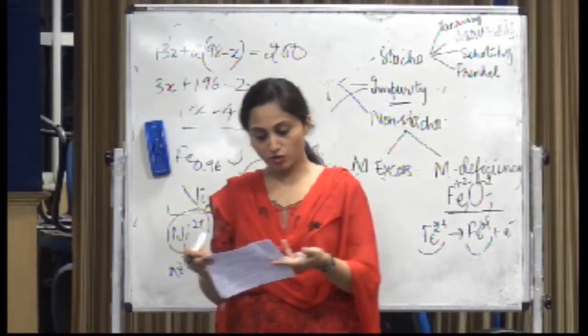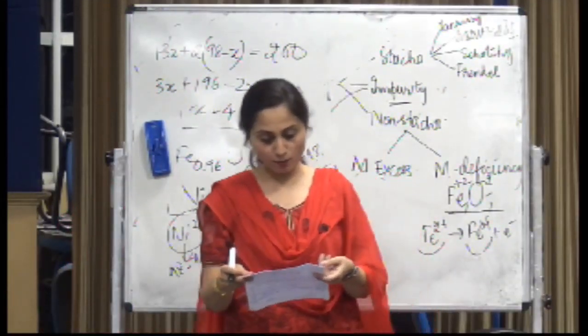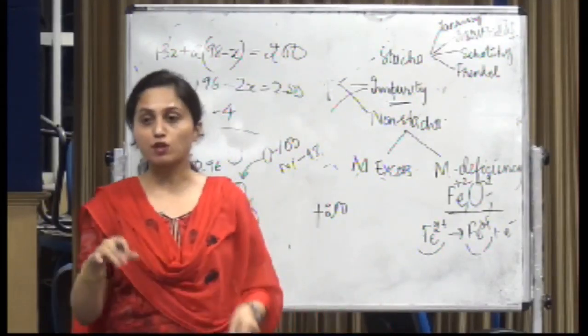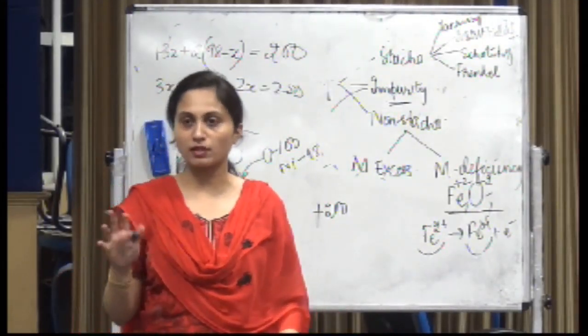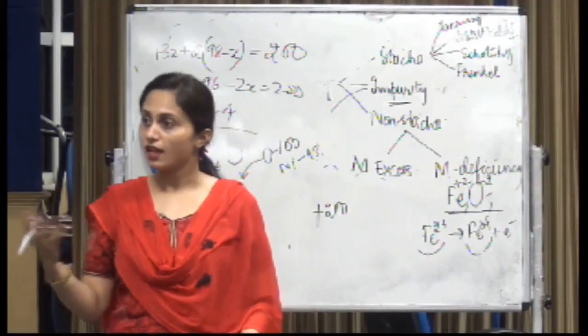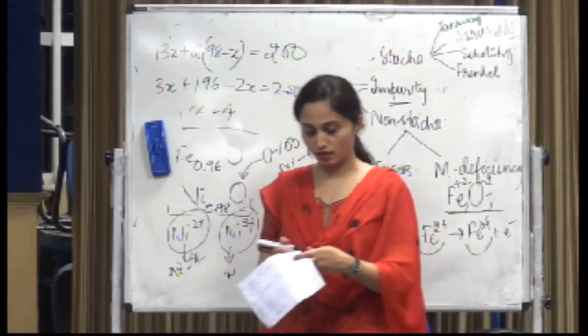Then we are just left with the magnetic properties and types of semiconductors. Types of semiconductors, you have extrinsic, intrinsic and the various types that we will cover in the next class. Thank you.